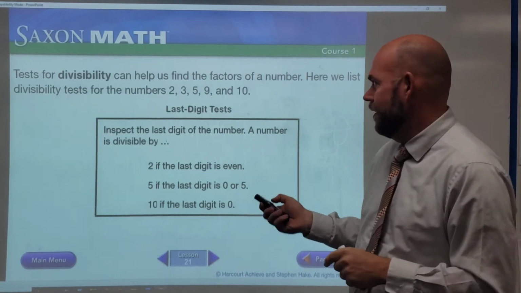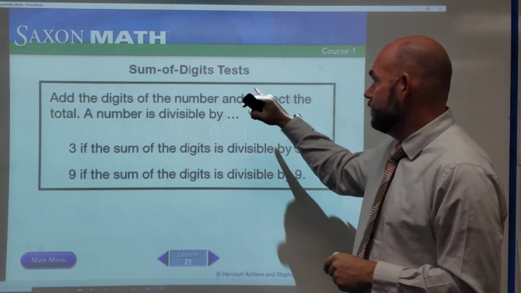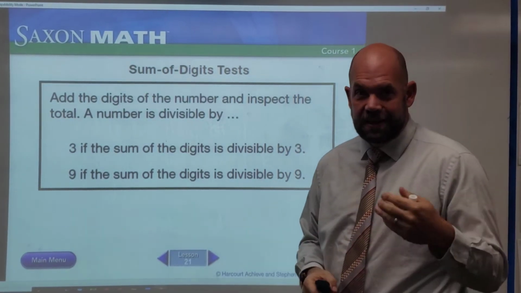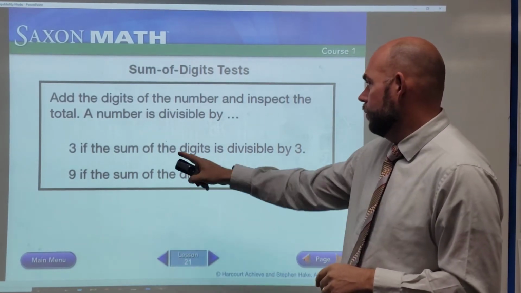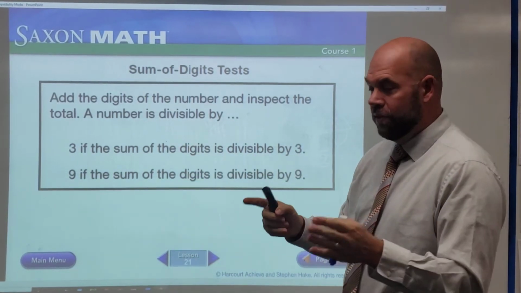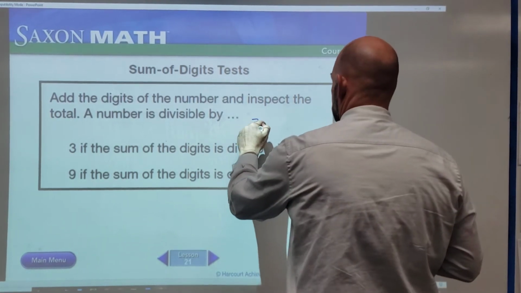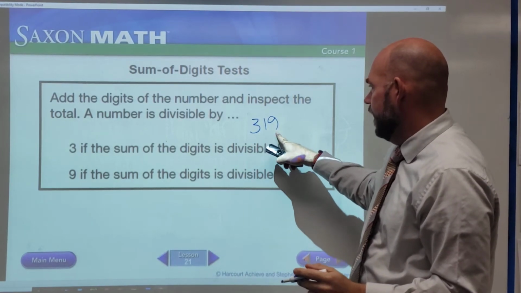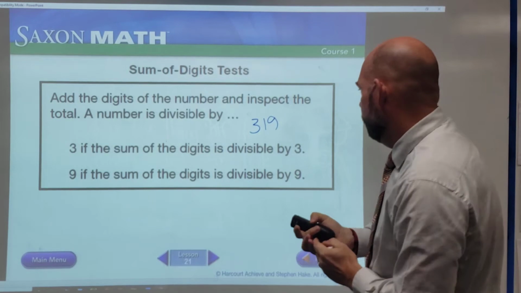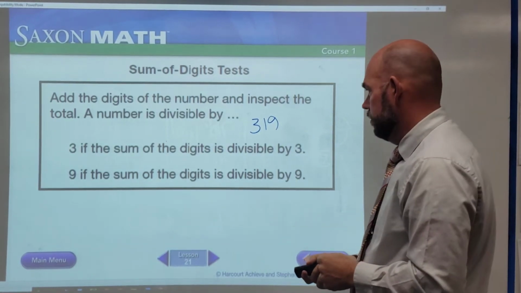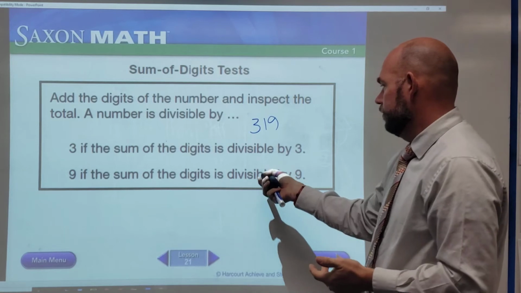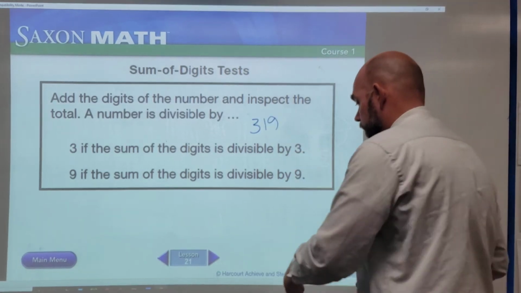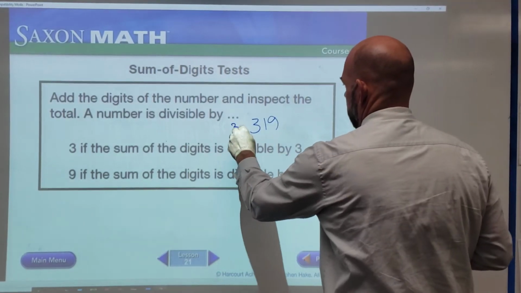Here are the ones that maybe you didn't know. Sum of digits test: if you add the digits of a number and inspect the total, you'll find that it can be divisible by 3 or 9. The rule for 3 is to add up all the digits. Let's look at the number 319. We add 3 plus 1 is 4, plus 9 is 12. Is 12 divisible by 3? Yes, it is. Is 12 divisible by 9? No. So this number is divisible by 3. And we can test that. Let's divide it by 3.